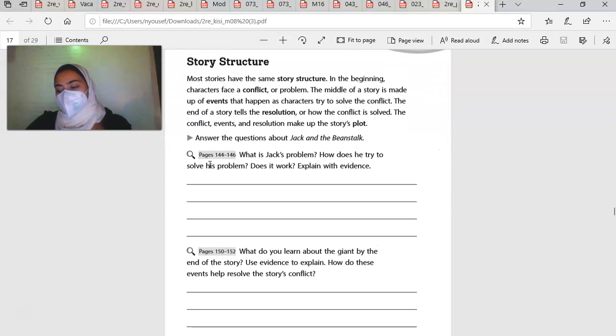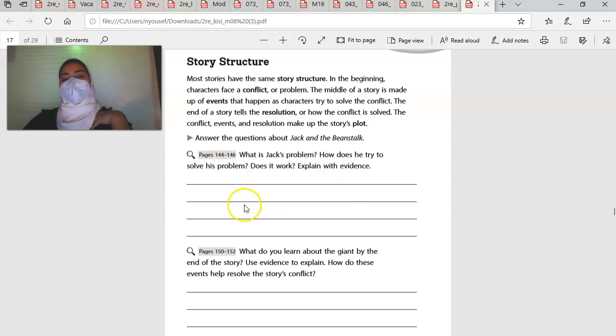On the next page in your reading packet, it says story structure. So you can go to the next page on the back. It says story structure. Most stories have the same story structure. In the beginning, characters face a conflict or a problem. The middle of a story is made up of events that happen as characters try to solve the conflict or problem. And the end tells the resolution or how the conflict is solved. The conflict, events, and resolution make up the story's plot.